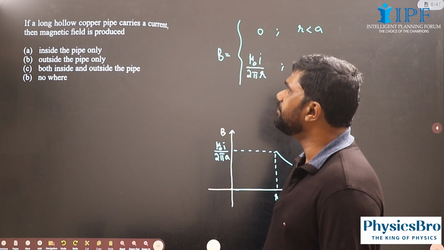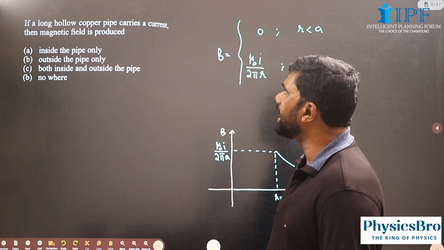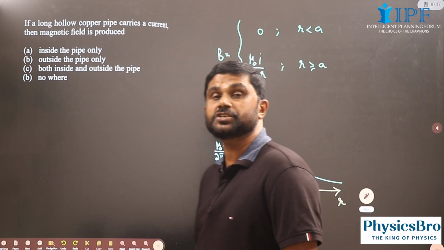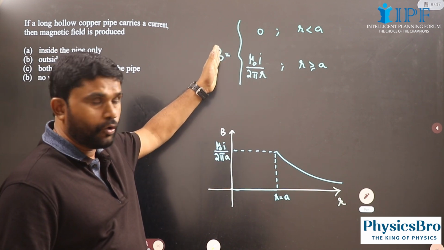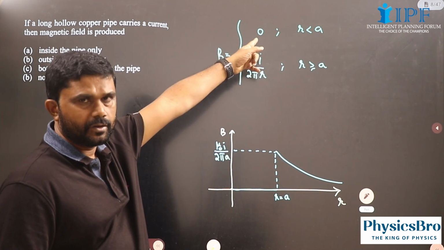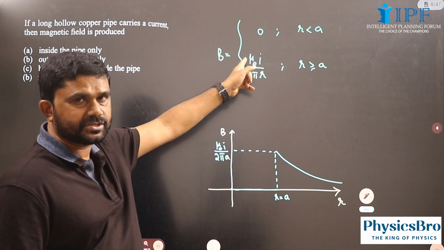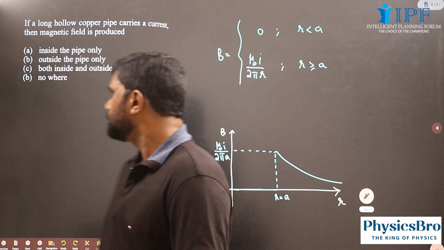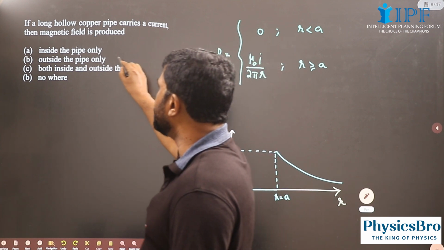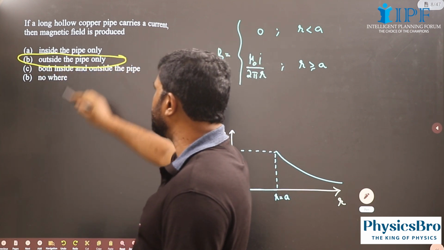Next, see, if a long hollow copper wire carries a current, magnetic field is produced only outside. Inside the hollow pipe, magnetic field is 0. And outside it varies as 1 by r, mu 0 I by 2 pi r. So the field exists outside the pipe only.